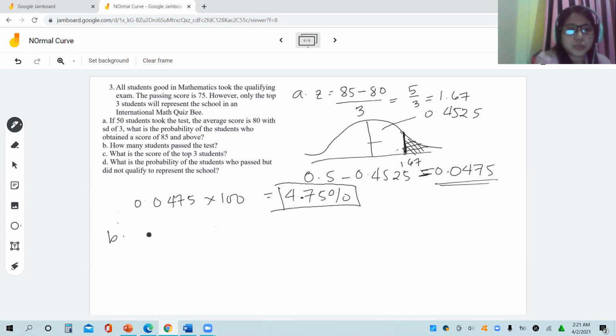Letter B. How many students passed the test? Let's go back to the problem. The passing score is 75. For us to determine how many students passed the test, we also need to convert 75 into z-score. So z is equal to 75 minus 80 over 3.